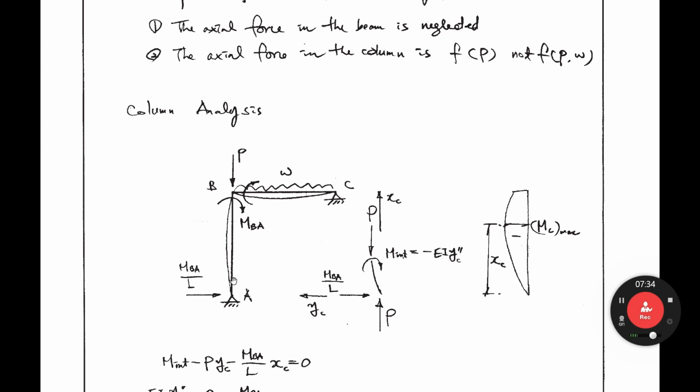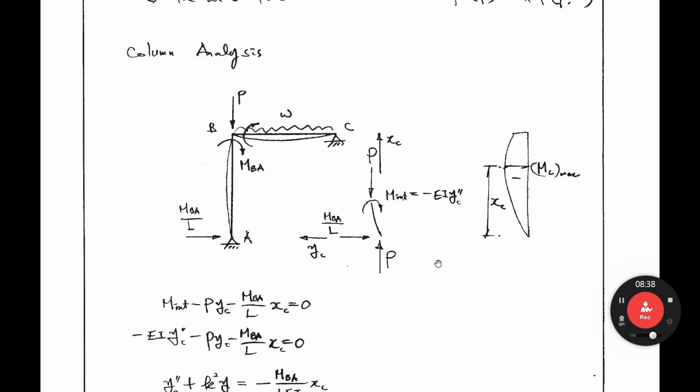Then P, reaction, P applied, lateral load, MBA over L, and M internal moment, M internal equal minus EI YC double prime. That is the column coordinate. So YC double prime. EI YC double prime. M internal moment equal minus EI YC. This direction. YC double prime. That column, that deformation. If we have some large P, then column moment developed like that.